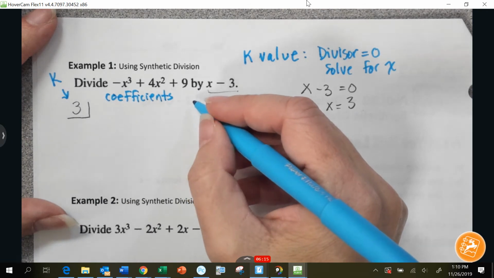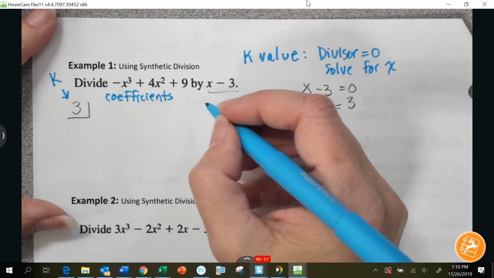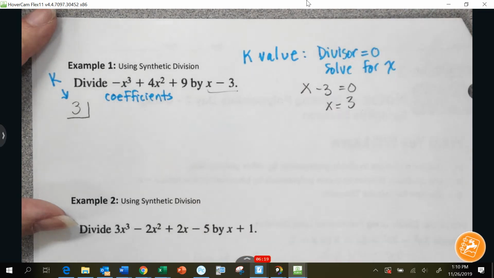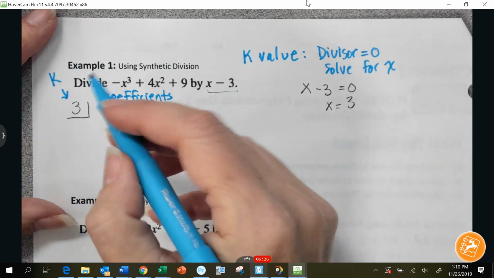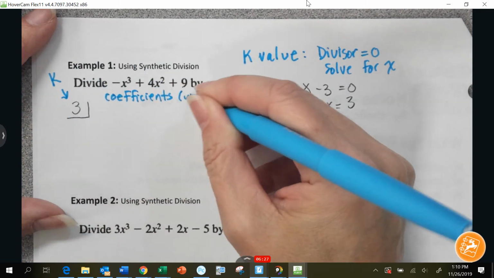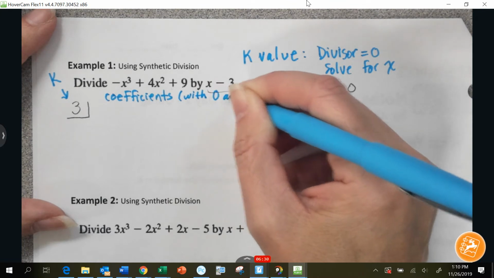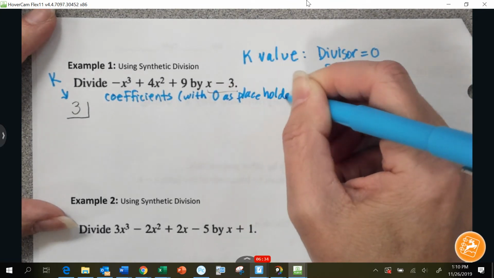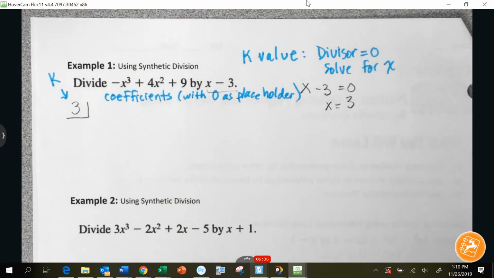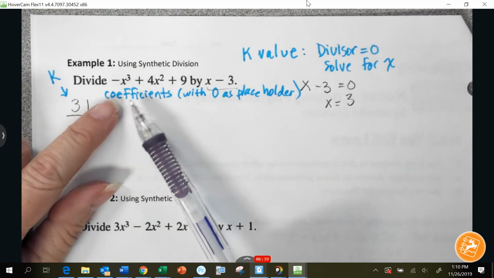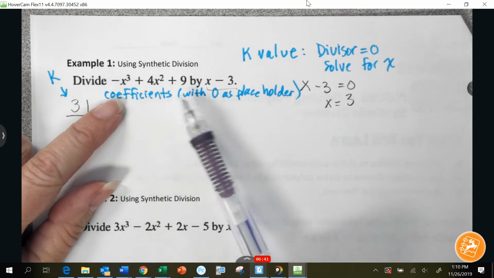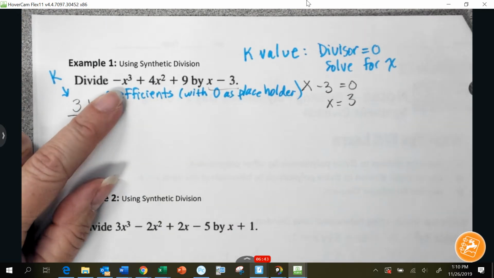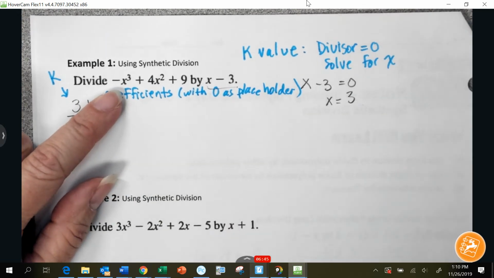And then I'm trying to think how to word this. Remember how we have to have placeholders for the x's that we're missing? So we have to have zeros as placeholders. So I'm going to say coefficients with 0 as placeholder if we need it. So the coefficients I'm talking about is the dividend, which is what we're dividing into, the part that goes underneath that division symbol.